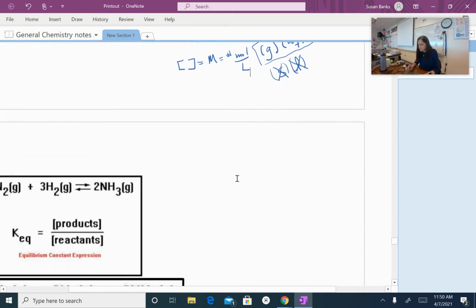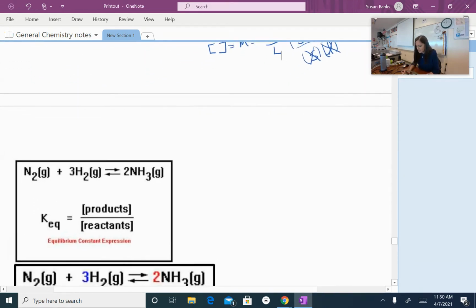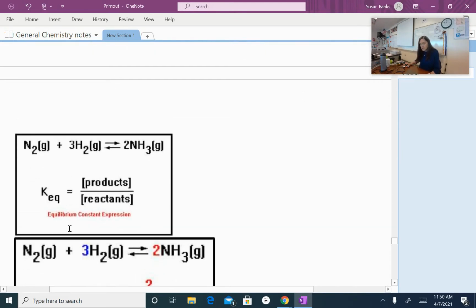Okay? So let's do a couple of examples of how we create these constants. Okay? So let's give you this example here. We have nitrogen gas plus 3 hydrogen gases going to make 2 ammonia gases. And notice we have a double arrow, which means that this is a reaction that goes to equilibrium. It goes back and forth as that reaction proceeds. So our products are going to go on top. Our reactants are going to go on the bottom. Now remember, we can only put things that are in the gas state or the aqueous state.